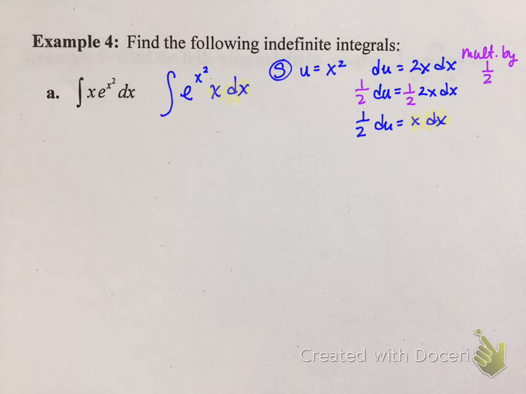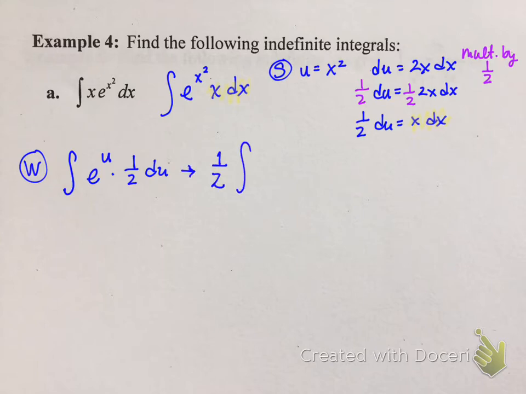Next step is to write the integral in terms of u. So once again, I have e to the u times 1/2 du. I'm going to pull the 1/2 out front of the integral sign, so I have 1/2 times the integral of e to the u du. And now it's time to integrate. This is pretty easy because the integral of e to the u is e to the u. So we get 1/2 e to the u plus c.